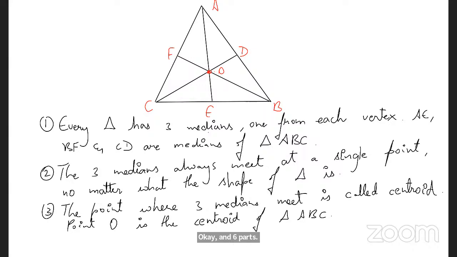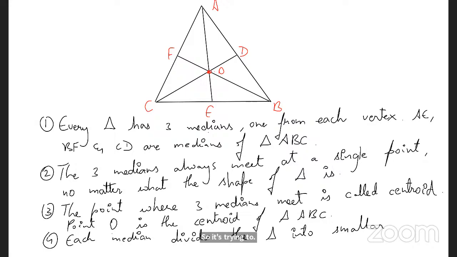Okay. So each median divides the triangle into two smaller triangles. Each median divides the triangle into smaller triangles with equal area.